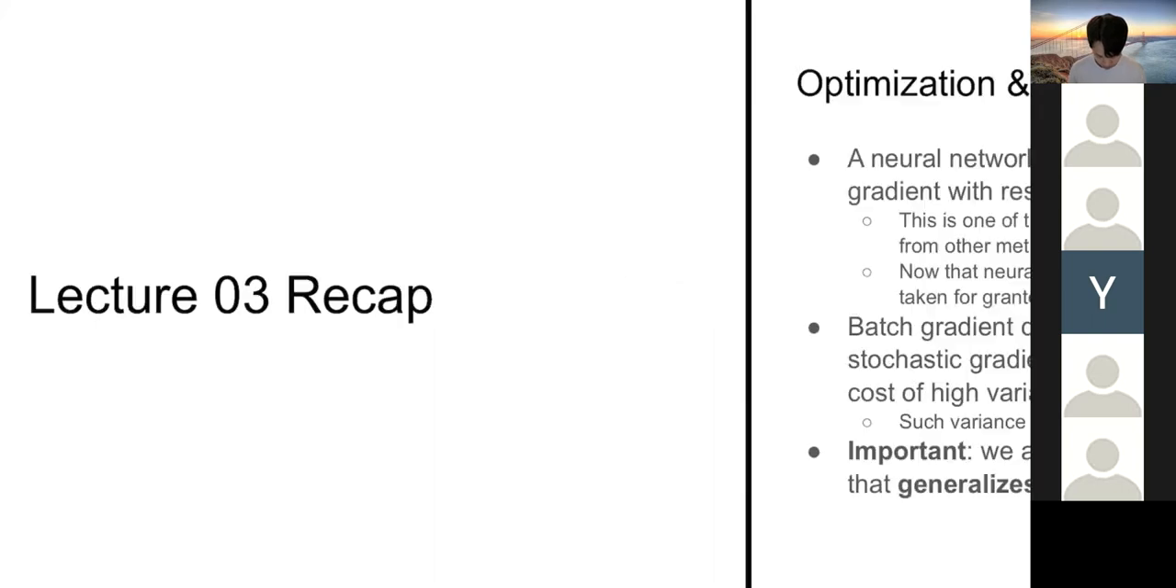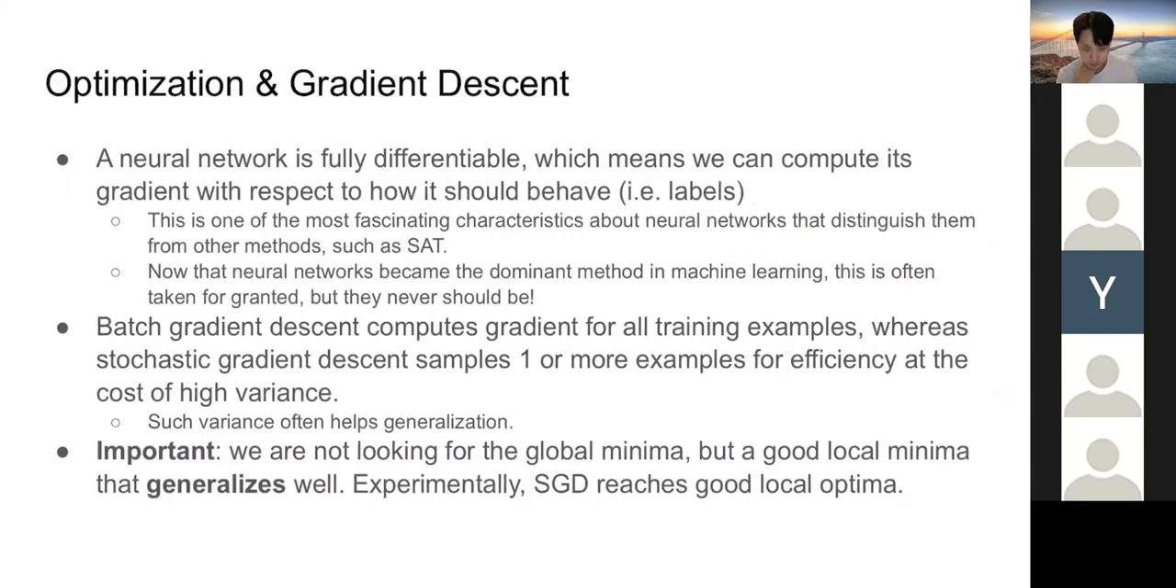Okay, so first of all, let's recap. Let's go through these pretty quickly. So first is the optimization. We talked about the fact that a neural network is fully differentiable. And this is really the important aspect of the neural network, the advantage compared to other things like SAT or some other optimization or non-differentiable problems. The fact that we're formulating the problem into a differentiable space is one of the biggest strengths of neural networks.